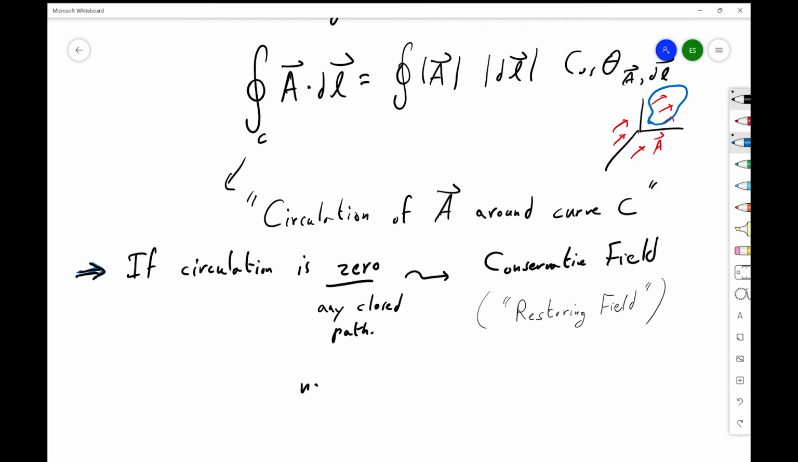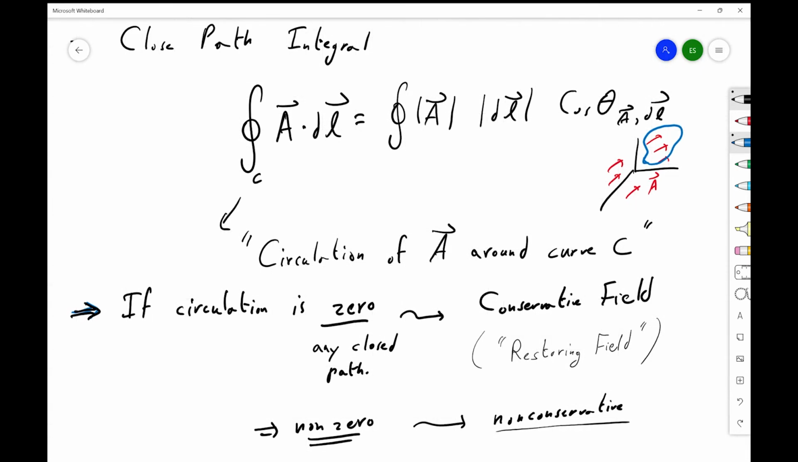okay? If it's non-zero, then we say this field is non-conservative. Right? Gravity, for example, is conservative, because if this represents work, for a gravity force field A, then starting from a certain point and going back to the same point brings you back to the same potential energy. So the work done to go back to the same point is 0.